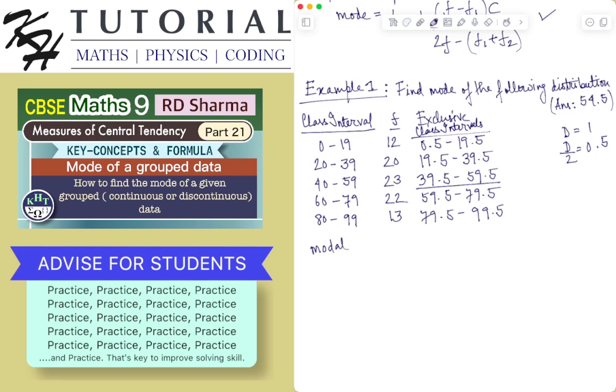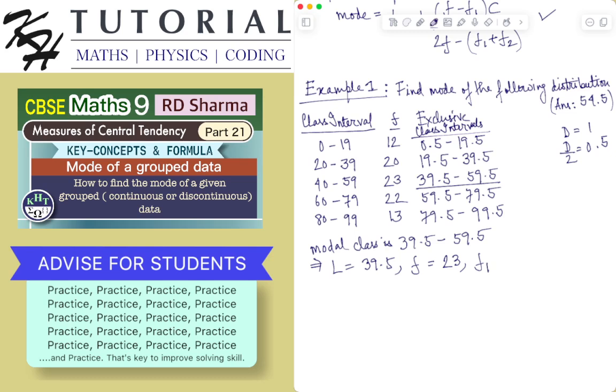Remember, the modal class is taken from the exclusive class intervals that we have converted from the inclusive class intervals. So the modal class is 39.5 to 59.5. Once we know the modal class, we know the lower limit L will be 39.5. We know f, the frequency corresponding to the modal class, which is 23.